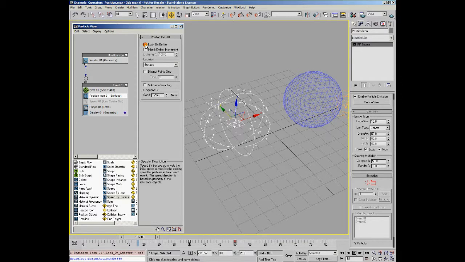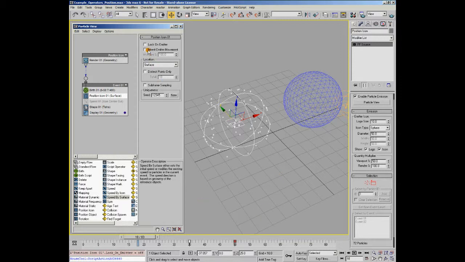So if I turn that off, let's have a look at the next parameter, which is inherit emitter movement. Now when inherit emitter movement is enabled, any motion carried out by the source icon is also inherited by the particles that are emitted at that point when the icon is moving. So if a particle is emitted when the icon is static, then the icon moves, the particles will remain static as well. However, if the particles are emitted during the period of motion, they will inherit that motion and will continue moving in that direction unless they're acted upon by a speed operator or some kind of force.